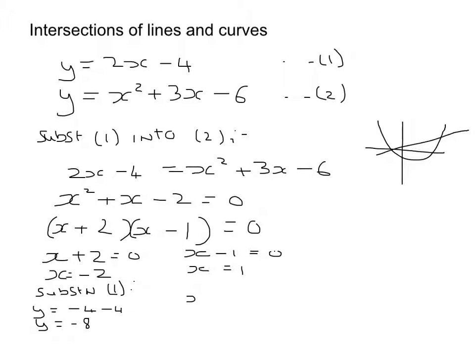And if x is 1, then y is going to be 2 times 1, which is 2 minus 4. So y is going to be negative 2. So the 2 points of intersection are going to be (negative 2, negative 8) and (1, negative 2).